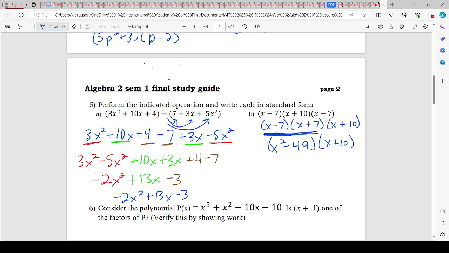And then I just need to FOIL this out. So x squared times x is x cubed. x squared times 10 is plus 10x squared. Negative 49 times x is negative 49x, and negative 49 times 10 is negative 490. Whoa. And that's my answer. None of those terms can combine, so I just have that.